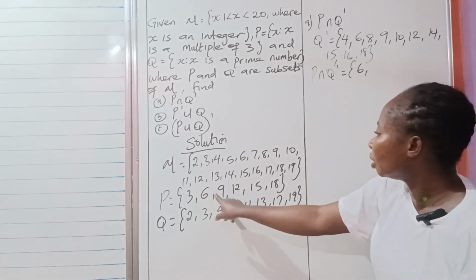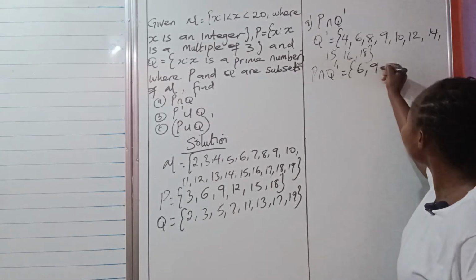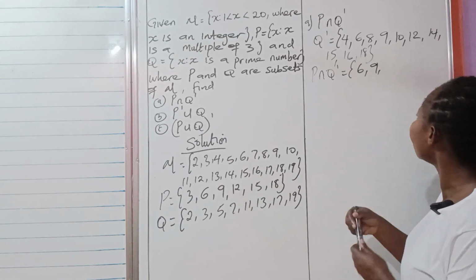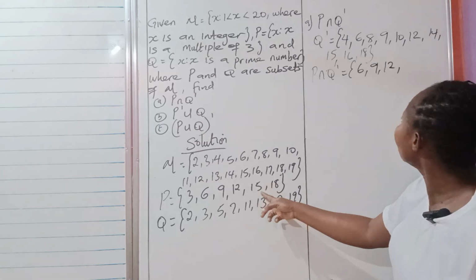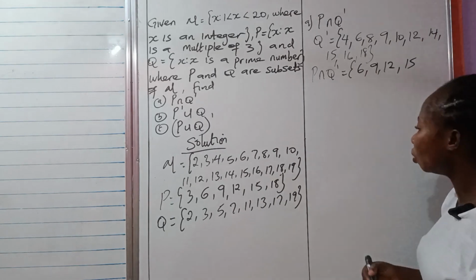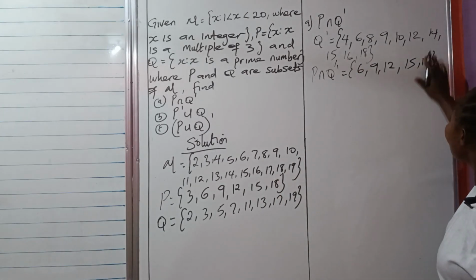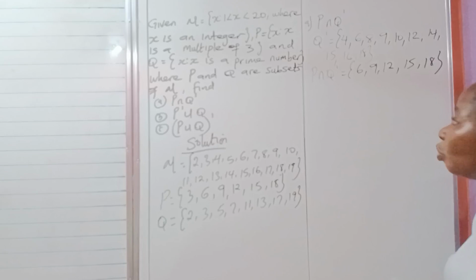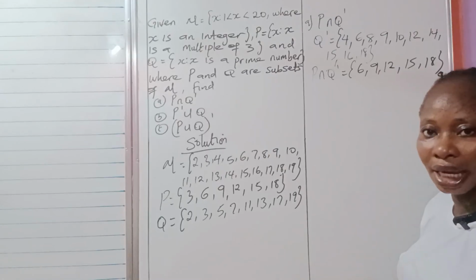So this is P. 9 is here, 9 is there, so it is common. Then what else? We have 12 here, 12 is here. So then we have 15, 15 is here too. So then 18 is here. So P intersect Q prime is 6, 9, 12, 15, and 18.